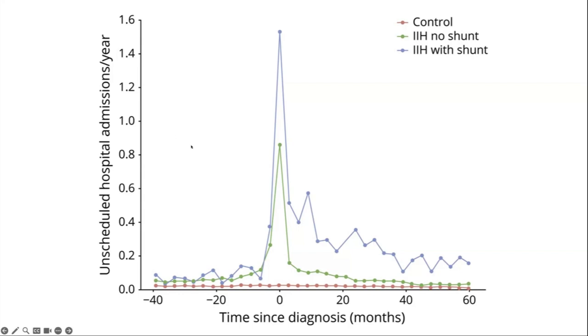As you'd expect, there's a big spike around the time of diagnosis, but perhaps more interesting, if you look at the green and the blue lines, the people with IIH, there's certainly more hospital utilization rates before and after the diagnosis. So perhaps some signals there that something is going on before the diagnosis happens. And the blue line are people who've had surgery for their condition, had a shunt put in, and not unexpectedly, they have more hospitalization rates.